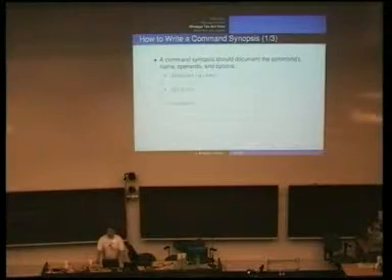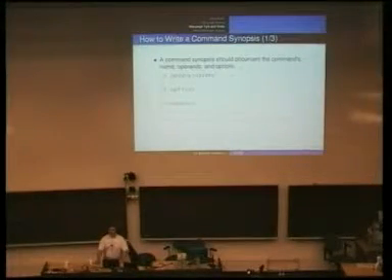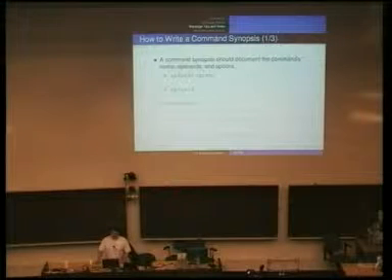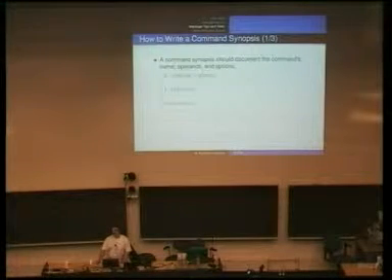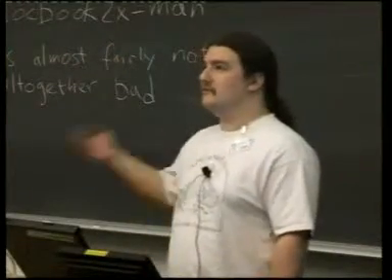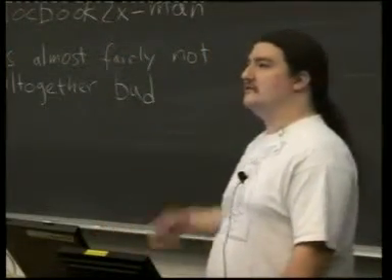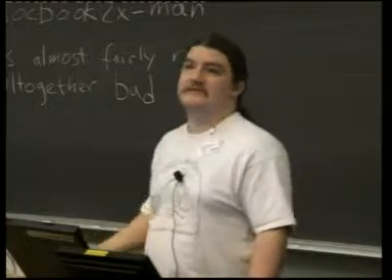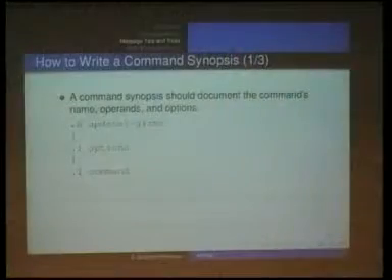A command synopsis should document the command's name, operands, and options. I distinguish between arguments, operands, and options. Arguments are just things that are given to the command. An operand is something you operate on, and an option is something you don't necessarily need to have because it's optional. I'm a stickler for terminology.